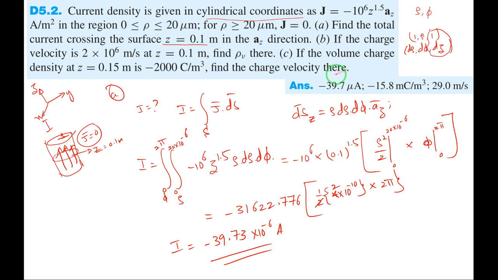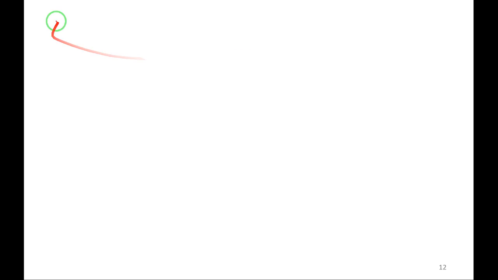You can observe here minus 39.7, micro means 10 power minus 6, right? So minus 39.73 into 10 power minus 6 amps, right? This is the total current that is flowing through this surface placed at Z equal to 0.1. Then we'll take up part B.